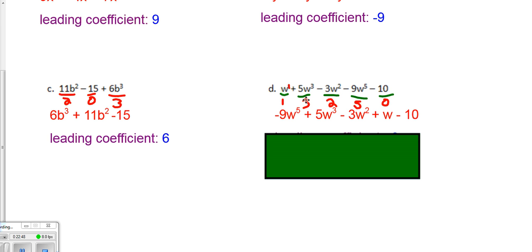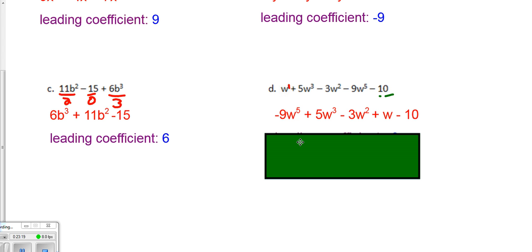This third degree comes next, so plus, because it's a positive, plus 5w cubed minus 3w squared, because we had this negative or this minus in front of it, plus w, because this was a positive, or plus the w, minus 10, because there was the minus sign right here. I'm going to erase those, give you a better view of what that polynomial should look like. Okay, so this would be the standard form of our polynomial.